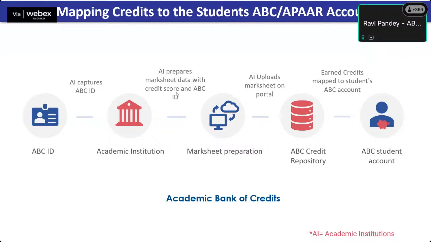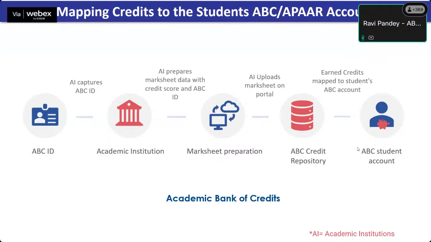The university will prepare the mark sheet data of the student. Mark sheet data means the semester data. Every semester there will be a certain number of subjects which will be assigned a certain number of credits. So the university will prepare the data for a particular semester with the ABC ID of the student. In the same data file, the entire detail of the student with his entire subjects, whatever credits he has earned, including the ABC ID of the student, is prepared. After that, the data will be uploaded by the university, and as soon as the data is successfully uploaded, the credits are transferred into the ABC account of the student. This is the complete cycle.